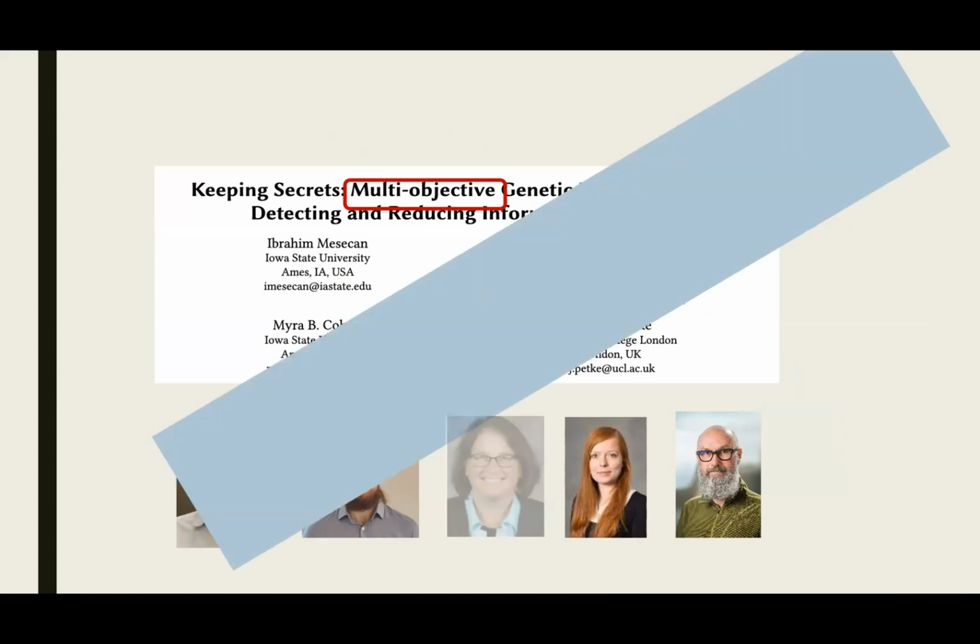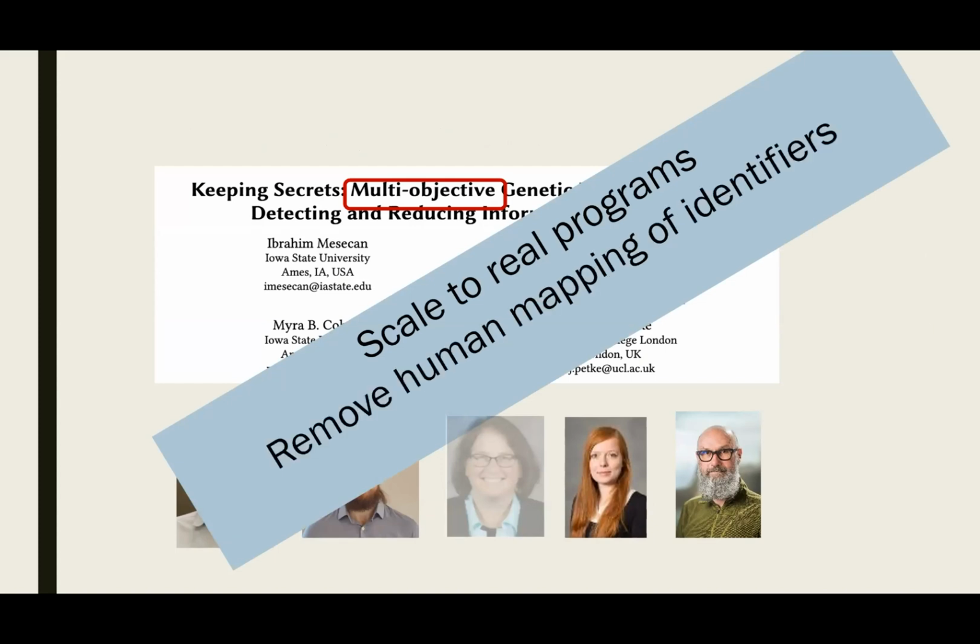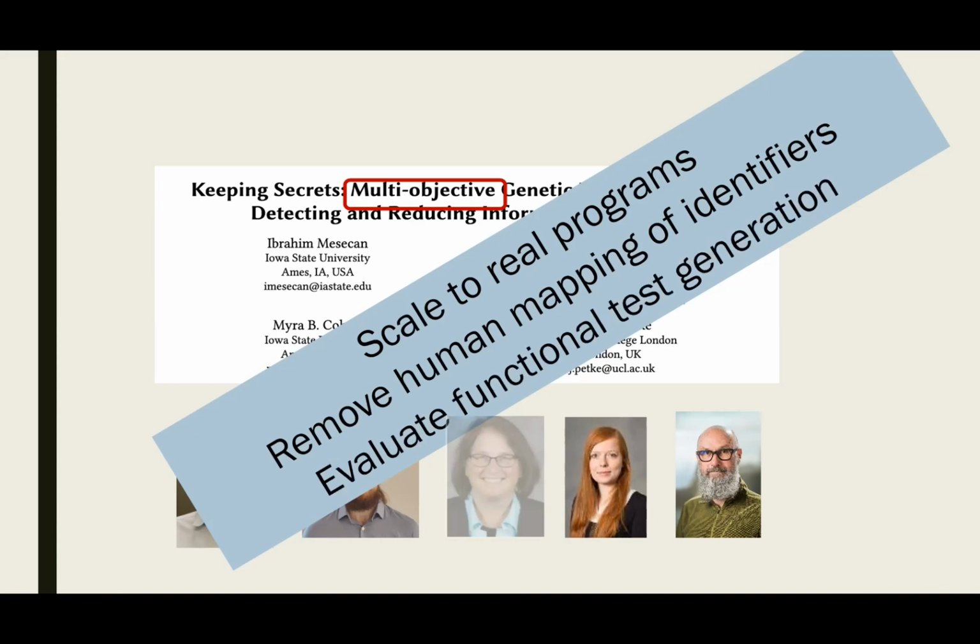We also tried to scale this. The idea was we wanted to scale this to more real programs, because we'd only used the very small 3 programs in the first one. We had done some human mapping of identifiers, and we kind of cheated a little in some ways in that first iteration just to make it work. We also wanted to evaluate functional test generation.